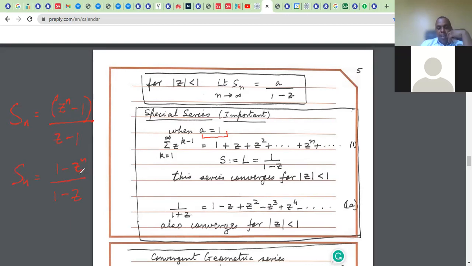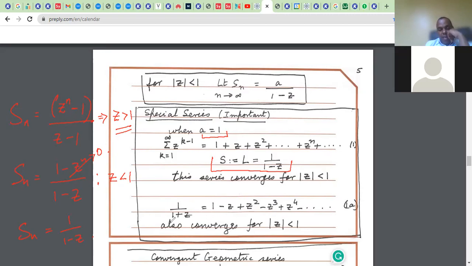Why are we using different formulas? It depends on the value of Z. This one is used when Z is less than 1, and this one is used when Z is greater than 1. For the second one, if Z is less than 1, realize that when n is infinity, Z^n becomes 0, and so the sum becomes 1 over (1 minus Z). And that is what we have there. It converges for Z less than 1.